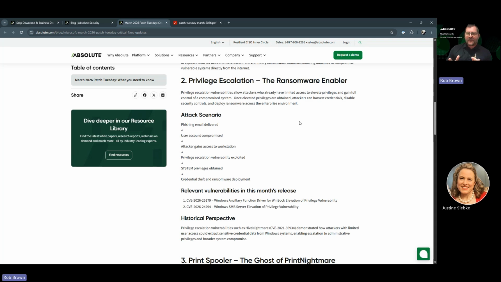This is not generally used in a first step attack. Something has to happen in order to allow privilege escalation to take place. That's where a particular vulnerability allows an attacker with limited access to a system to be elevated to full control over that system. And once those privileges are obtained, attackers can harvest credentials at will, disable security controls in the environment, and obviously launch their ransomware or their full system compromise.